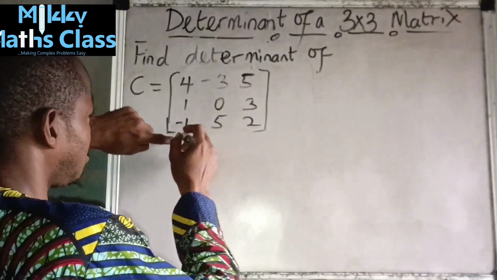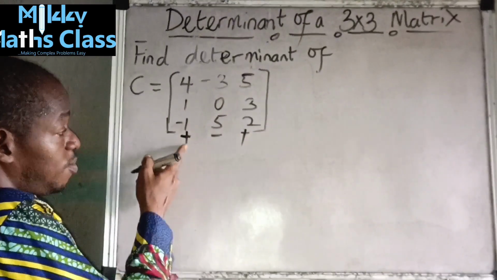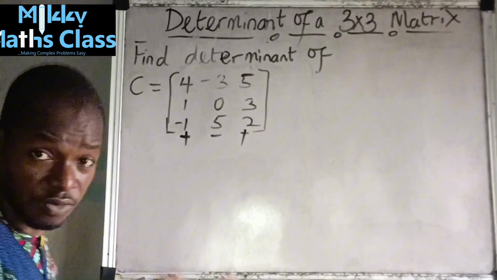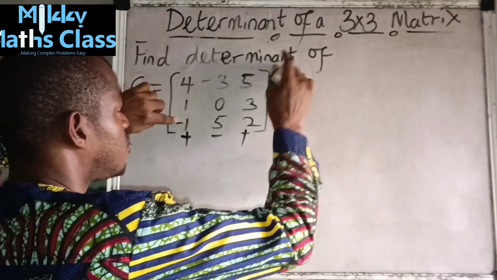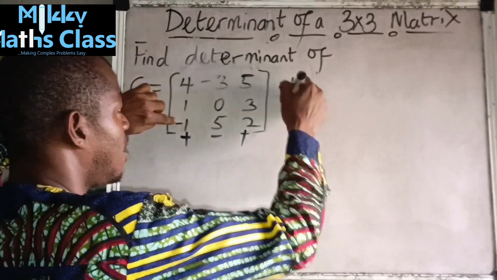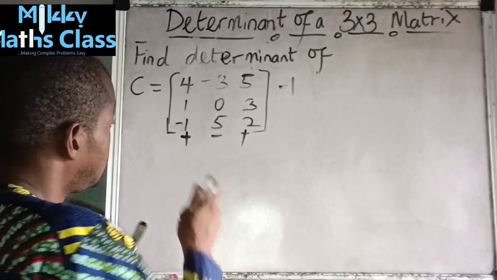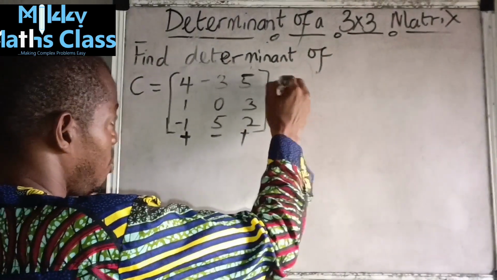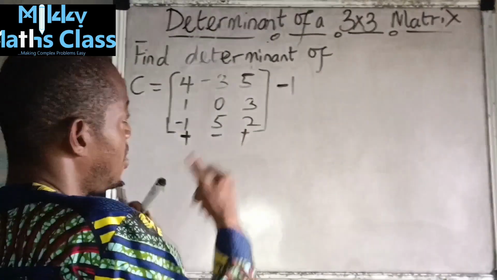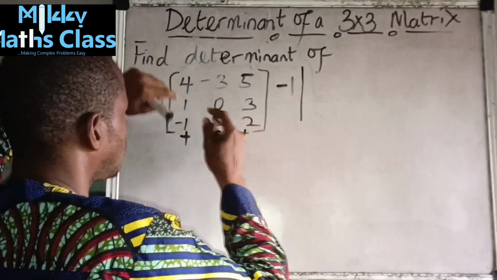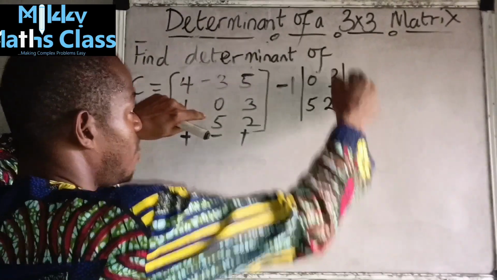Now, we'll put our signs. This is plus, minus, plus. Always make sure that the signs are in order for your cofactor expansion. So this becomes negative 1. So the determinant of C, we have negative 1 as the leading element in the row we are using. It ought to be positive, but because this is negative 1, we cancel out the positive, so that's why I have negative 1. So let's cover this and this. So we have 0, 3, 5, 2 as a 2 by 2 matrix.